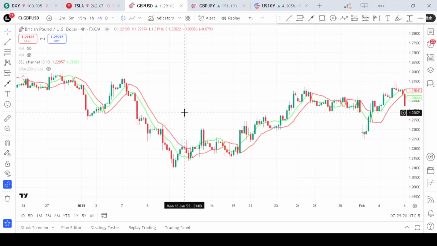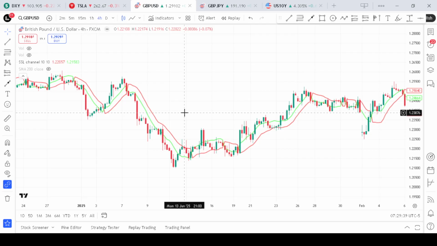What is the SSL channel indicator? This indicator is also known as the semaphoric signal level channel, a technical analysis tool designed to identify the trend direction and potential reversal points in the market.